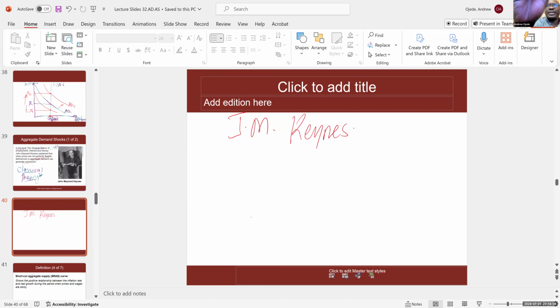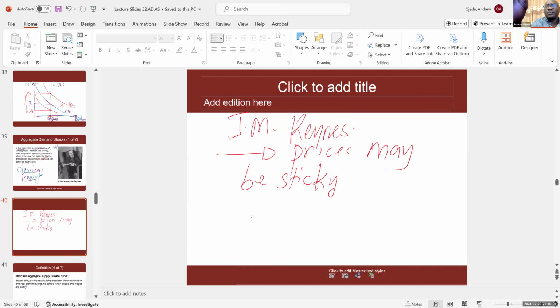John Maynard Keynes, when he wrote his book, he believed that prices may be sticky. Sticky means slow to adjust, less flexible. And he gave several reasons which are true.